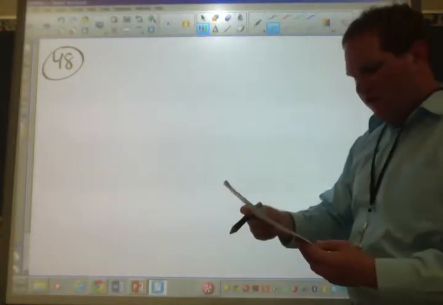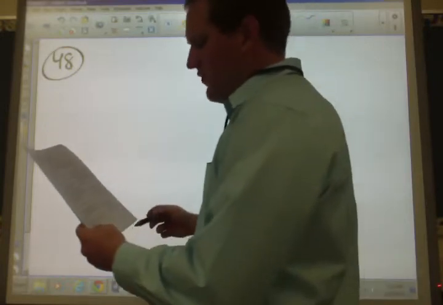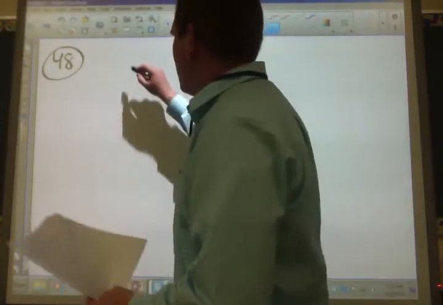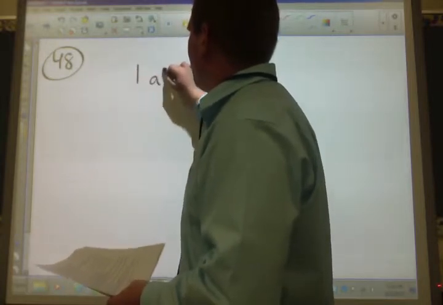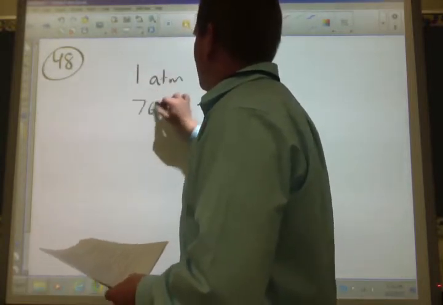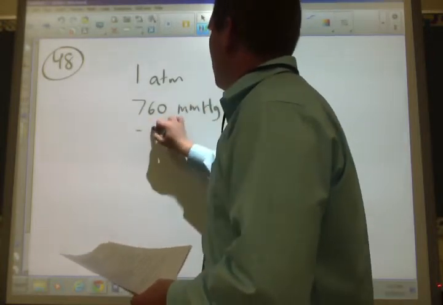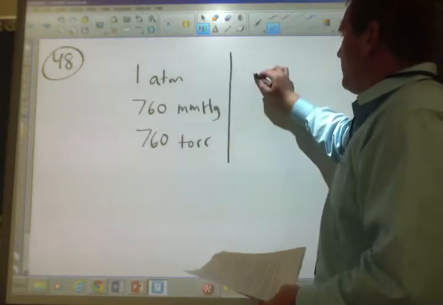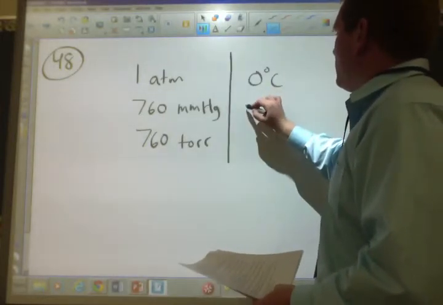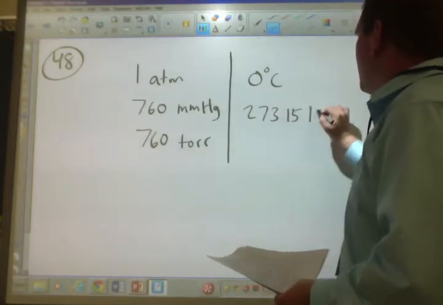Alright, so I left off at number 47 we just did, so here's 48. What is meant by STP? So STP is standard temperature and pressure. Standard pressure is 1 atm or 760 millimeters mercury or 760 torr. Standard temperature is 0 degrees Celsius or 273.15 Kelvin.